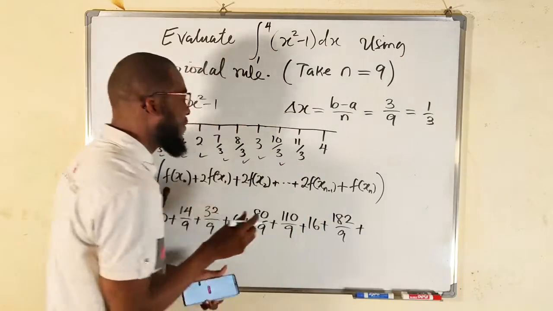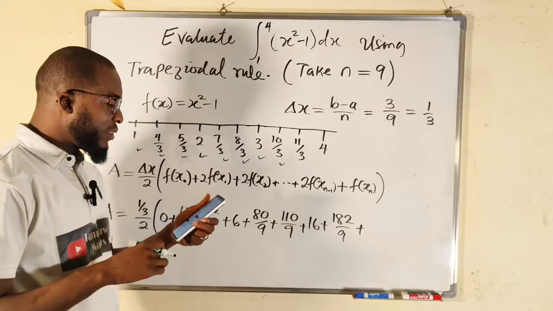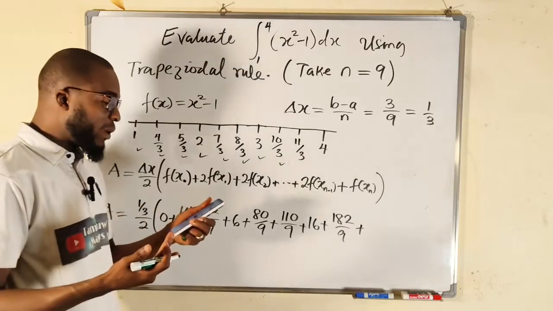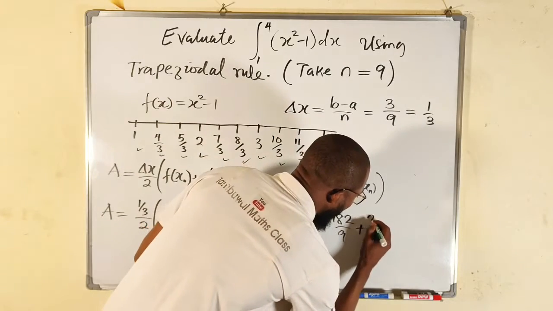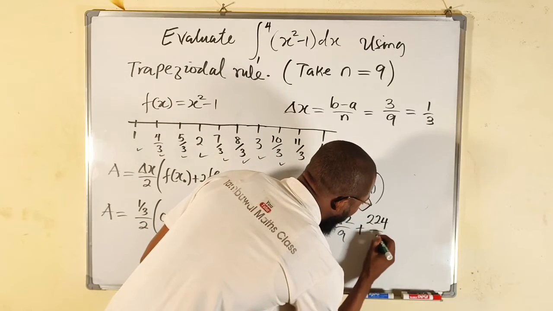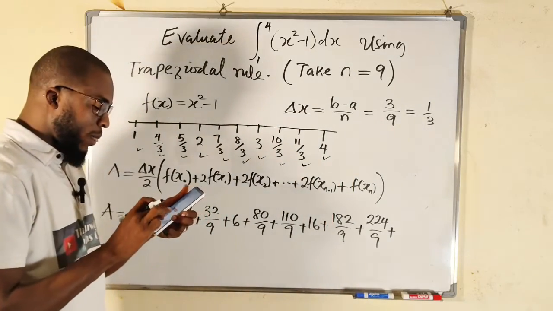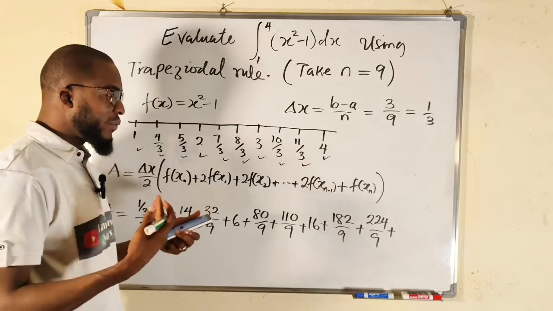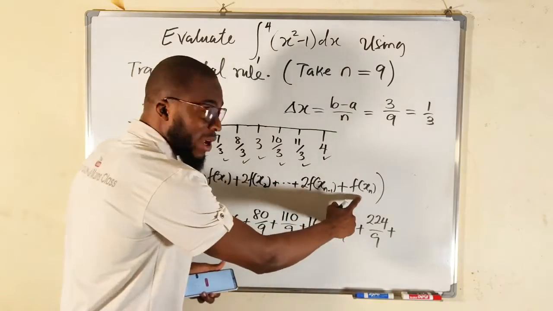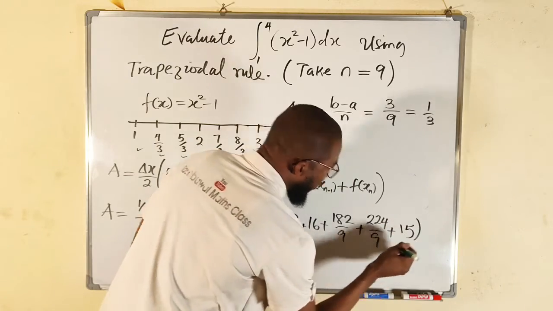Then you take 11 over 3. 11 over 3 squared minus 1, then you multiply the result by 2. That will give us 224 divided by 9, plus the last one, which is 4. You square 4, that is 16. Then you subtract 1, that will give you 15. Remember, the last one you don't have to multiply by 2, and that will give us 15.